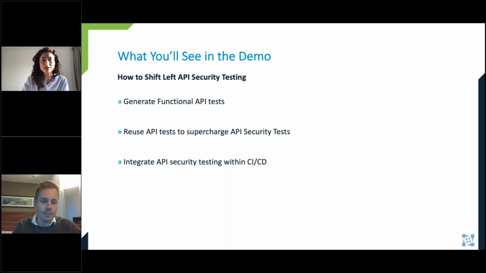So today what you'll be seeing is how to generate functional API tests, the reuse of API tests to supercharge API security tests, and how to integrate API security testing within CI/CD. And again, Ruben will be taking you through these steps as well as he can. So Ruben, I think the next slide is going to be summarizing what you're going to be showing. So it would be great if you could run through that slide, please, for the audience.